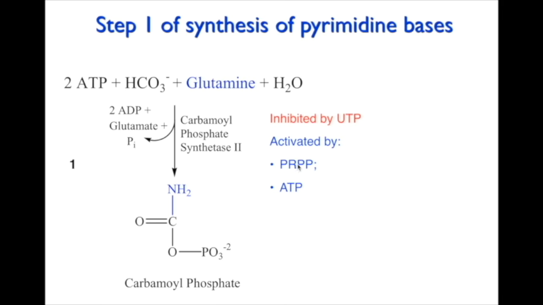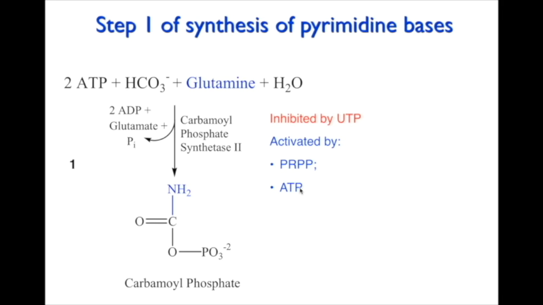The logic behind this really is that UTP is an end product, and it's quite common in biochemistry where the end product of a pathway inhibits the first step and sometimes the second step. So when you have enough UTP, you don't want the pathway to be active, so it's inhibited by the end product. And it's activated by PRPP. That's one of the precursors. So when you have an abundance of precursor, it drives the reaction forward.